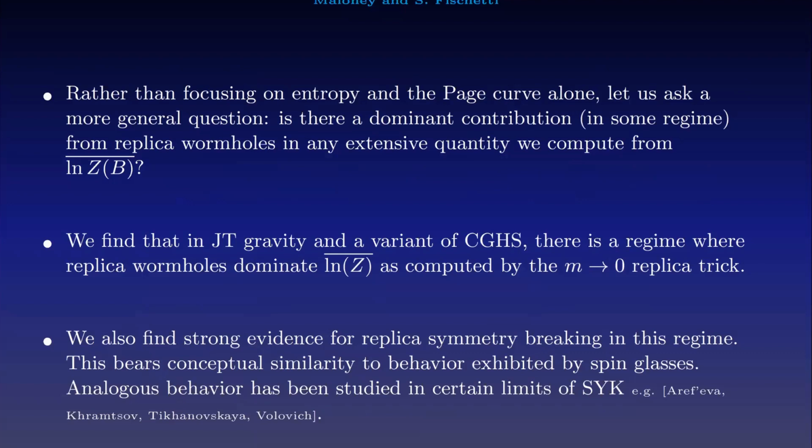And a sort of lightning result, and you'll have to wait more for the paper to come out, is that we find that in JT gravity and also in a variant of CGHS, there is a regime where replica wormholes do dominate log Z as computed by the gravitational path integral using this replica trick. And we also find strong evidence for replica symmetry breaking in this regime. I should say this bears conceptual similarity to behavior that's exhibited by spin glasses, and that analogous behavior has been studied in certain limits of SYK doing a field theory analysis. Here's an example of one such paper that did that.